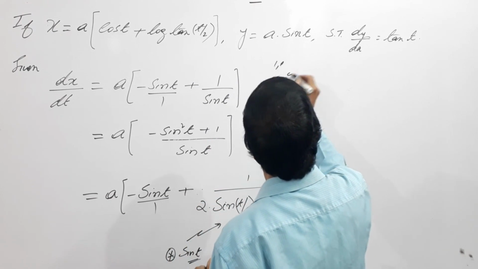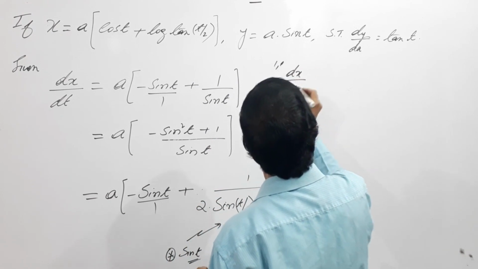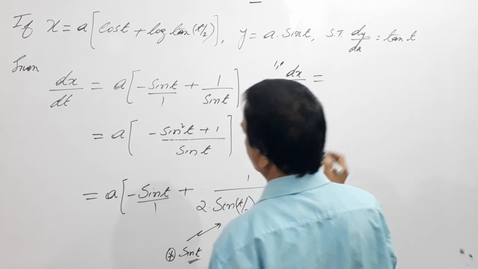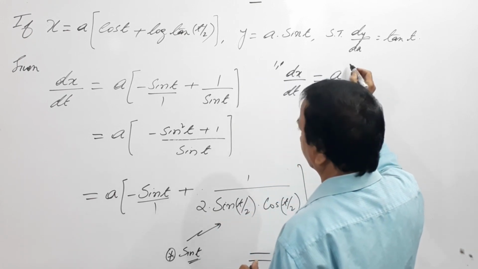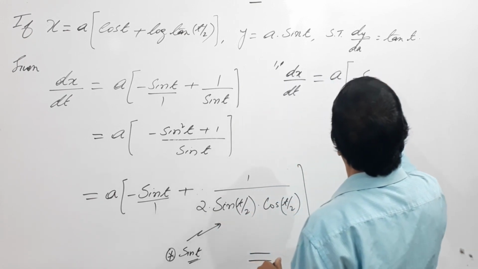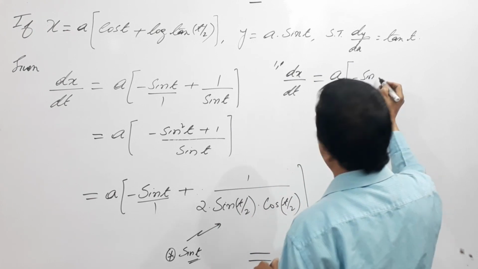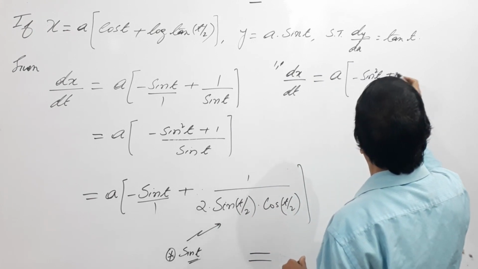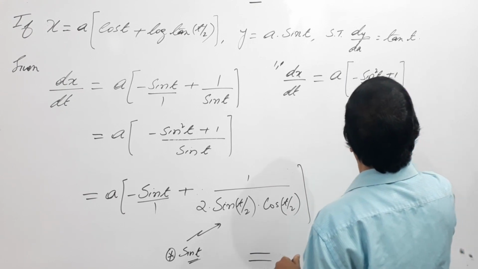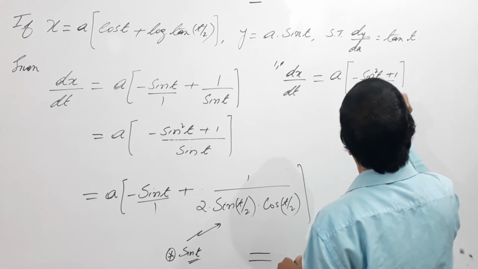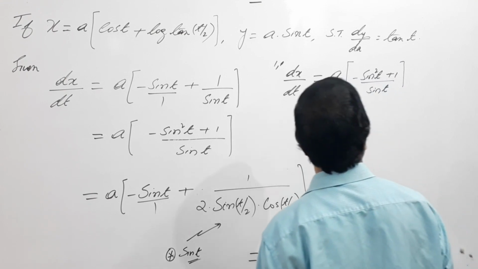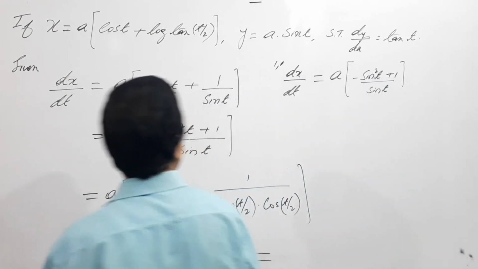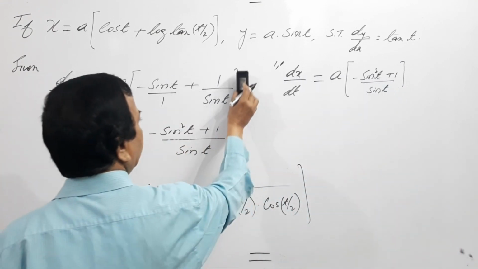That is dx by dt equals a into minus sin square t plus 1 divided by sin t. Okay, I'll rub this now.